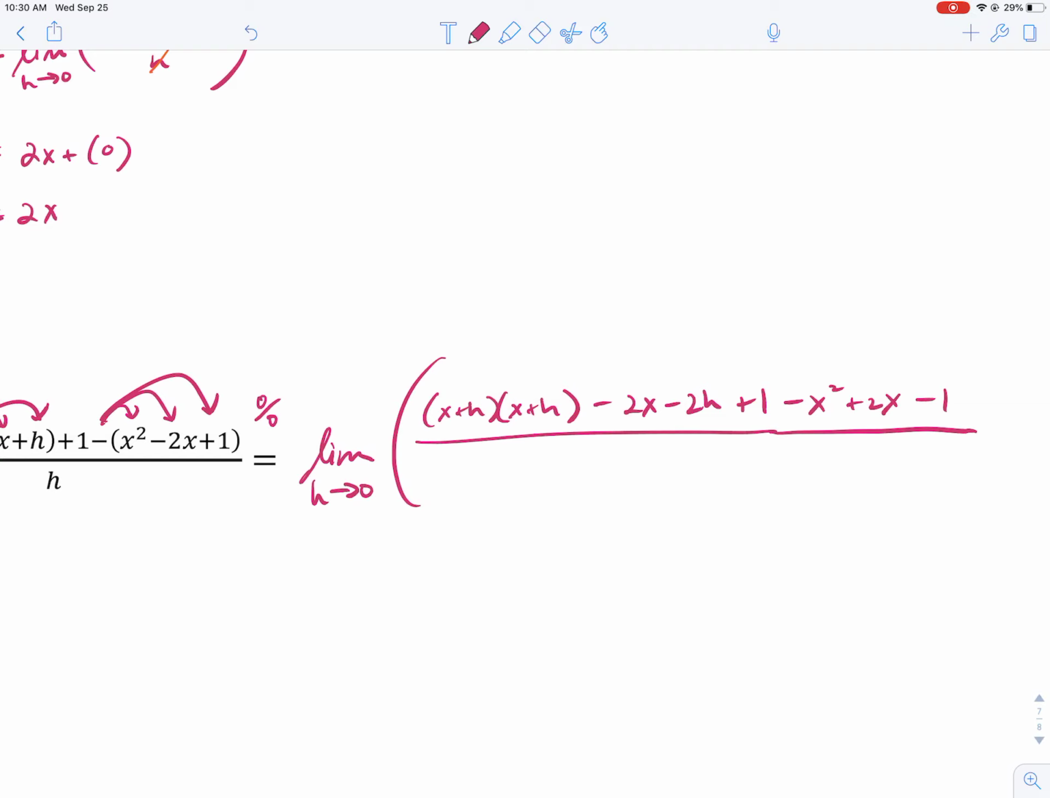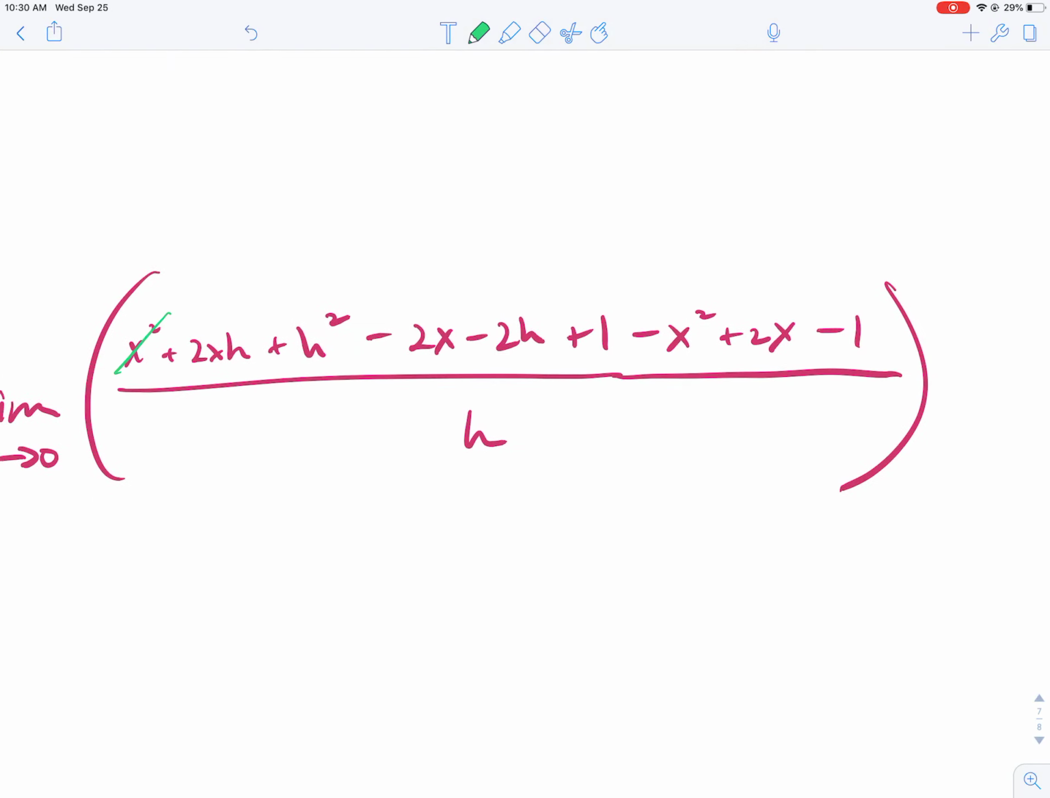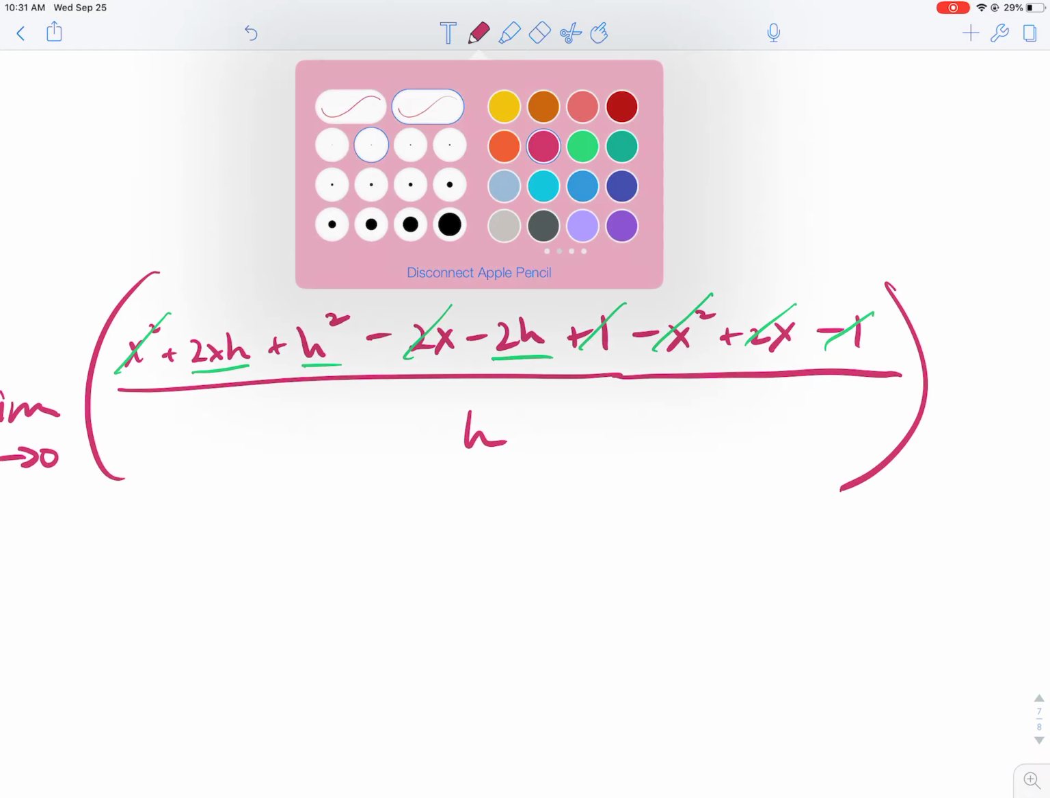And you know what? I already multiplied this out above. I know what that is: x squared plus 2xh plus h squared. Just save myself a little time. All right, let's look at what cancels. I'm going to cross things out. The x squareds cancel, the 2x's cancel, the 1's cancel. And then notice what I'm left with in the numerator all has an h.